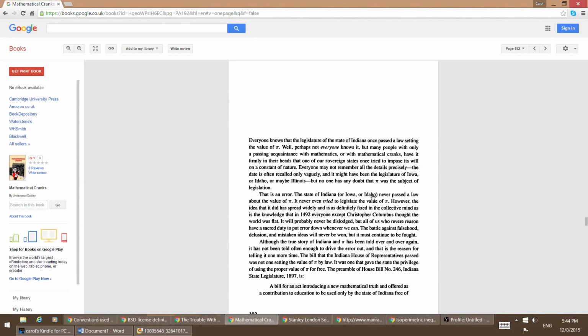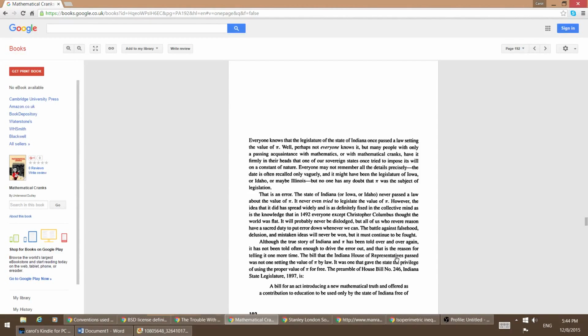The state of Indiana never passed a law about the value of pi. It never even tried to legislate the value of pi. However, the idea that it did is what spread widely, and it is as definitely fixed in the collective mind as the knowledge that in 1492 everyone except Christopher Columbus thought the world was flat. It would probably never be dislodged, but all of us who revere reason have a sacred duty to put error down whenever we can. The battle against falsehood, delusion, and mistaken identities will never be won, but it must continue to be fought. Although the true story of Indiana pi has been told over and over again, it has not been told often enough to drive the error out. And that is the reason for telling it one more time.